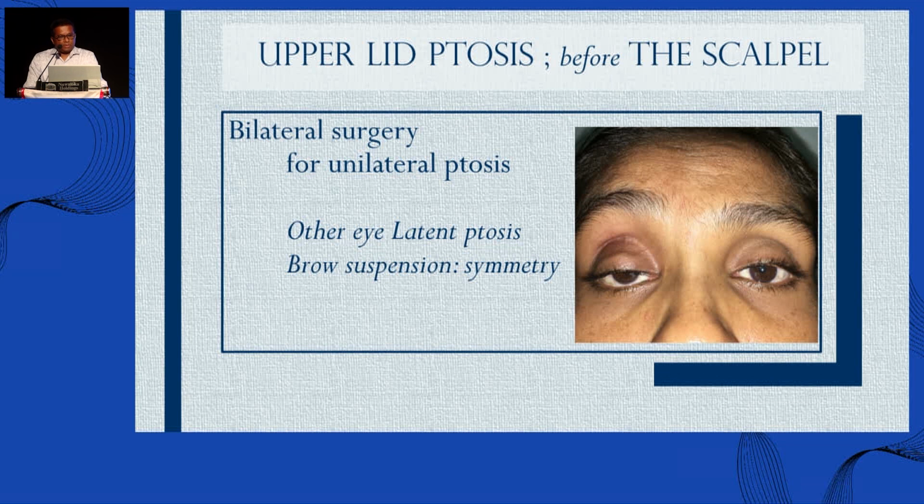And once you plan this and decide the surgical technique, then of course we have to decide whether we do bilateral surgery for unilateral ptosis. This is for unique instances where you have latent ptosis on the other side. For example, in this lady, the right eye has ptosis, and there's a compensated latent ptosis on the left side. If you do only the right side, the left eye will come down, so we have to do bilateral ptosis surgery. In the same way, when you do the brow suspension, if you want symmetrical results, then of course you have to do the brow suspension on both sides.